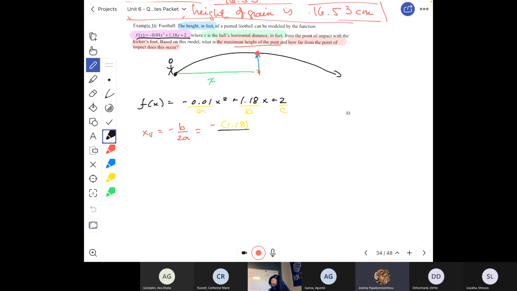So then I have negative B is 1.18 over 2 times A, which is negative 0.01. If I evaluate that, what am I going to get? 59 feet, right? So it's saying after 59 feet, I reach the maximum height. So I know this distance here is 59 feet. Now to find the maximum height, I'm going to substitute in that 59 feet into this function that I have been given.